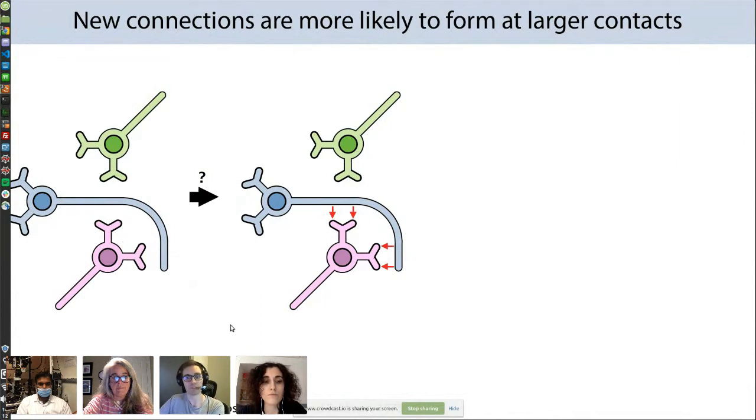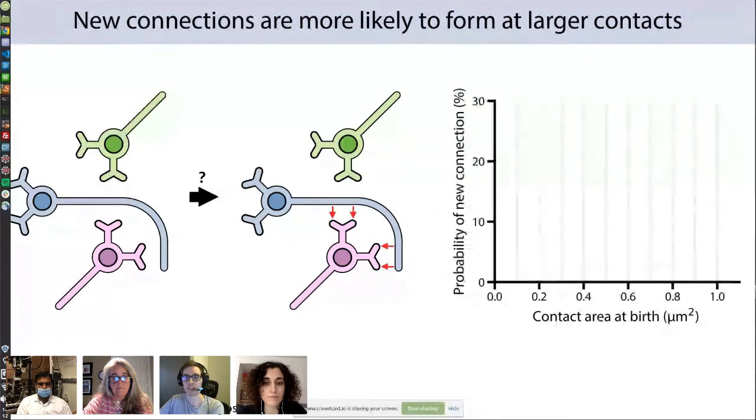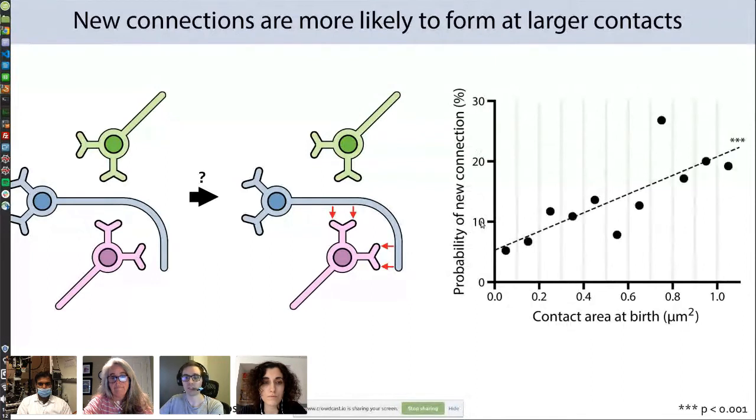So to determine if this was actually the case, we measured the contact area between every single pair of cells in the brain at birth that did not already have a connection, and then counted the probability of a connection appearing later in life. And we saw that a large contact area was indeed predictive of a new connection forming, so the physical contacts formed at birth appear to create a stable scaffold within which network formation unfolds.